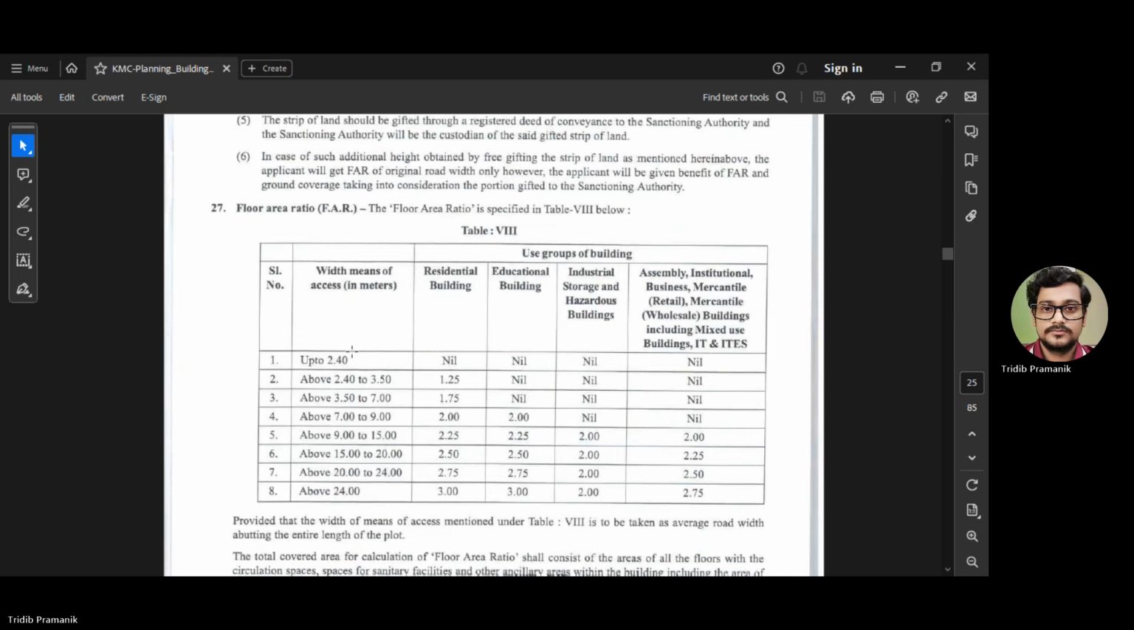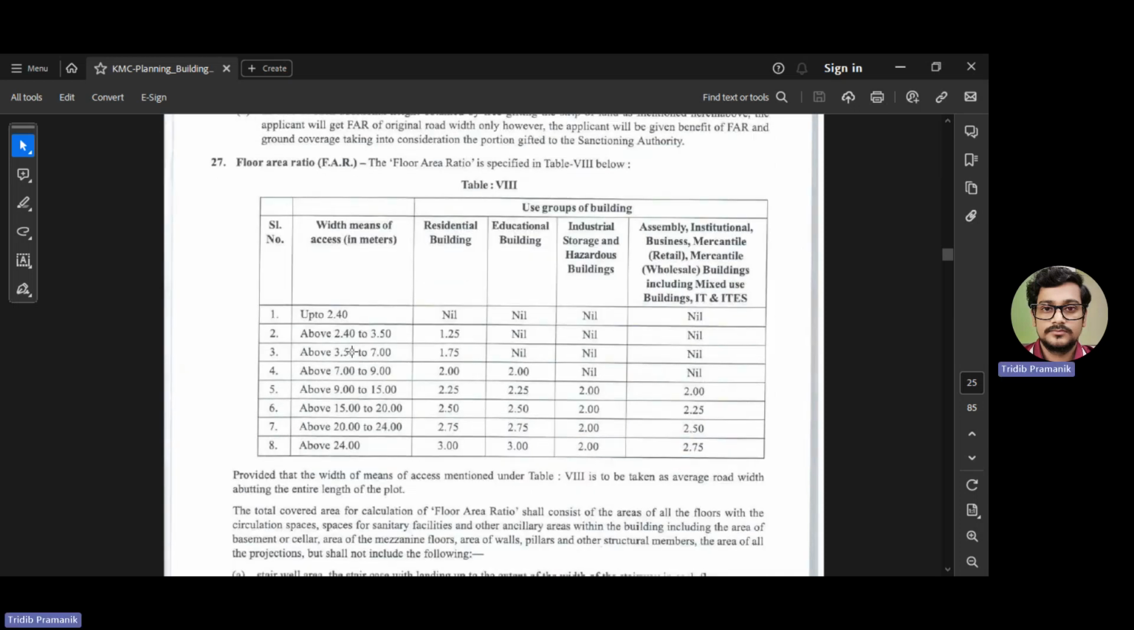Next is FAR value. Now, already I told this is very important because depending on the main means of access, we will have maximum value of floor area ratio. So here you see, if we have any road, any means of access, which is up to 2.4 meter, there is nothing mentioned for FAR value. Now, above 2.5 meter up to 3.5 meter, we have FAR value only for residential building. And for educational and other buildings, at least the width of the road should be 7 meter.